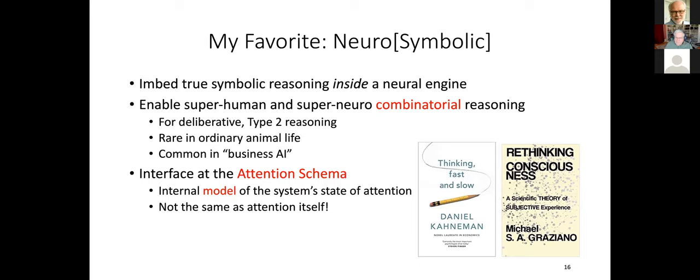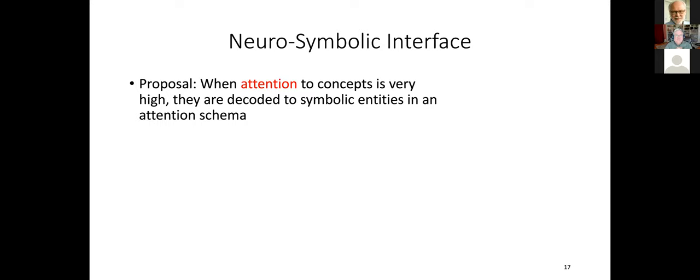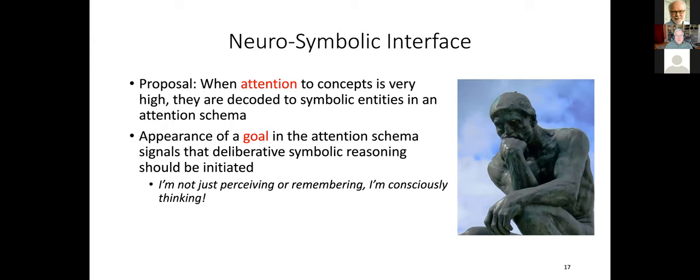And what I thought might be a way of putting these ideas together is that when attention to concepts is very high and you're facing a hard decision problem, they become symbolic entities in an attention schema. So you've taken those vector representations and forced them down to a particular most likely interpretation in this attention schema. Once they're in the attention schema, you can do this conscious, self-aware reasoning with them. So the appearance of a goal in the attention schema could signal that deliberative symbolic reasoning should be initiated. I'm not just perceiving or remembering, I'm consciously thinking.